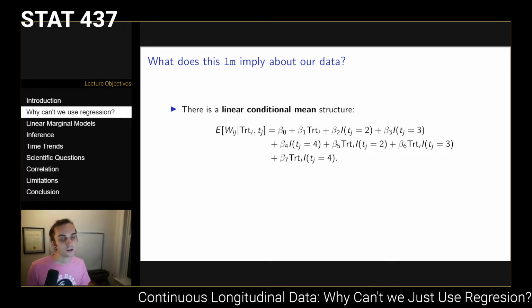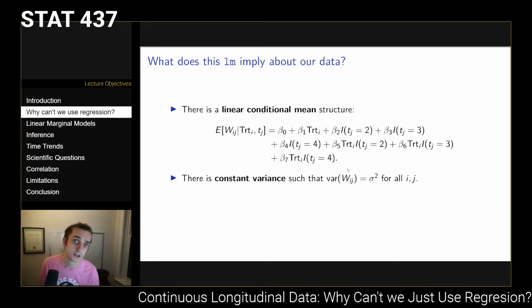So if we have the expected value of Wij, given the treatment and the time, we would need this to follow this linear structure here, where we have the intercept and then a treatment term, and then a term for time being 2, 3, or 4, and then the interaction between treatment and time equals 2, the interaction between treatment and time equals 3, and the interaction between treatment and time equals 4. And so we have these 8 terms here. Implicitly, there's nothing wrong with this assumption. It might not be the most parsimonious way of modeling this, but in theory, we could actually model the mean in this way, right? There's no obvious violation of any assumption here.